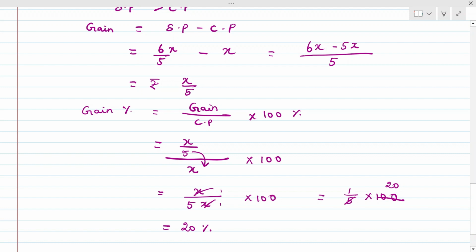That's all. This is very simple. If unknown CP, we have to keep it as X, and with the relationship, we will find out the SP, find out the gain, then find out the gain percentage.